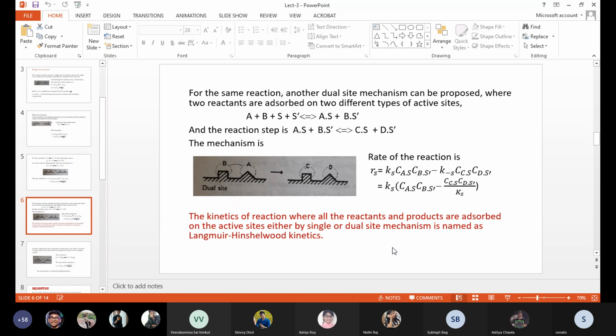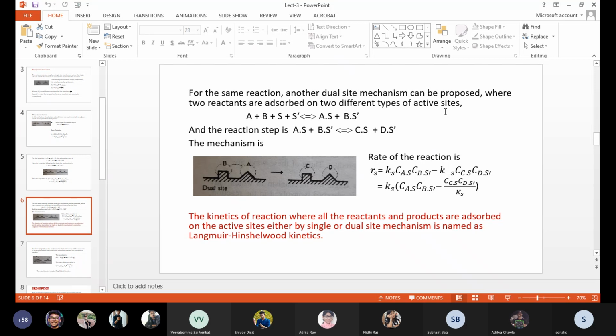That is another type of dual site mechanism. A third type of dual site mechanism may be proposed for the same reaction, where two reactants are adsorbed on two different types of active sites. We have considered previously that the catalyst surface is uniform in nature. That means all the active sites are the same.